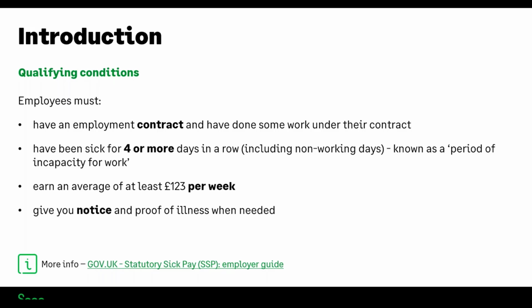And you will hear me say PIW quite a lot during this webinar. So PIW is a period of incapacity for work. The employees must also be earning an average of at least £123 per week. That average is taken in the 8-week period prior to the first day of sickness, or from any periods that they've worked, should that be less than 8 weeks. They also need to give you notice and proof of illness when needed. What I mean by this is a fit note or a statement of fitness to work, which could be the proof. If a sickness lasts more than 7 days, you can ask for proof of illness, but if it's 7 days or less, an employee can self-certify their sickness instead.